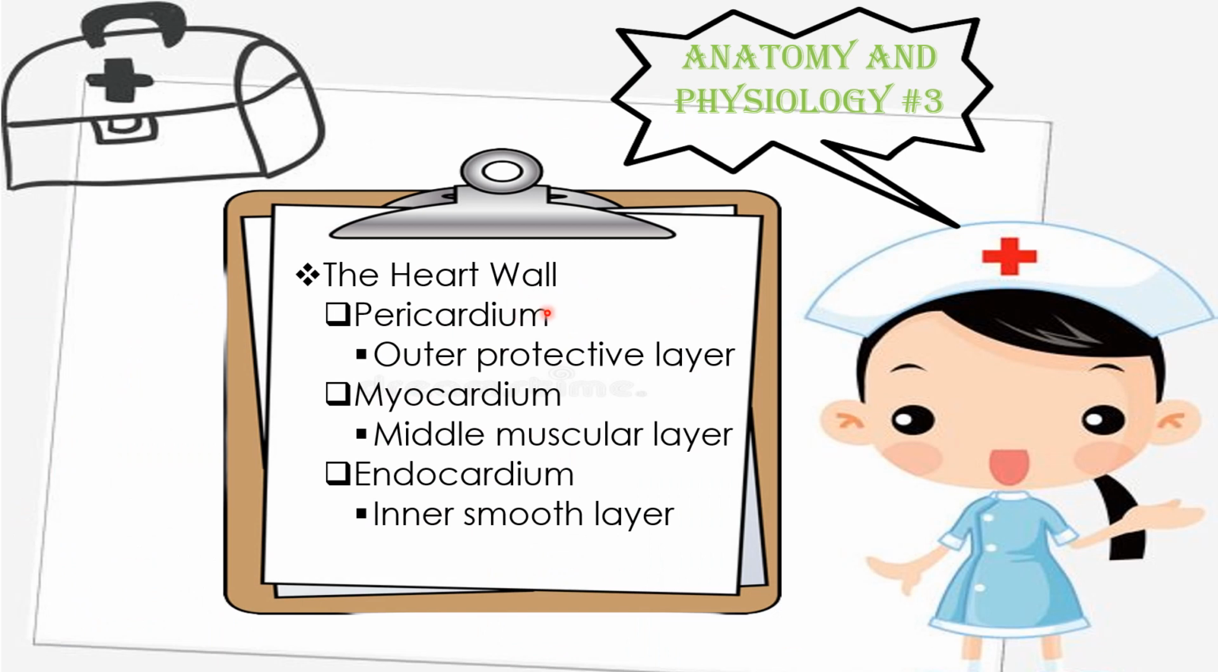The wall of the heart is composed of three layers. These are the pericardium, the myocardium, and the endocardium. The pericardium is the outermost layer, composed of two tough fibrous membranes that enclose and protect the heart. The myocardium is the middle muscular layer that does the pumping. The endocardium is the inner smooth layer of endothelial tissue that lines the inner surface of the chambers and the valves of the heart.